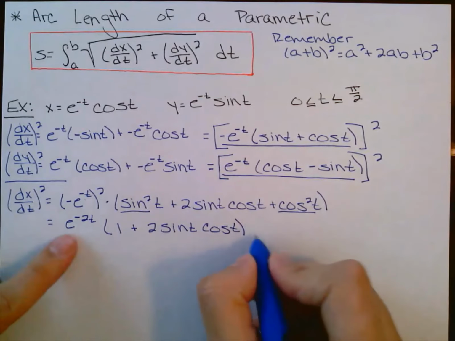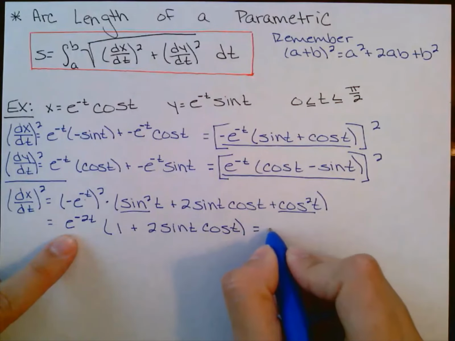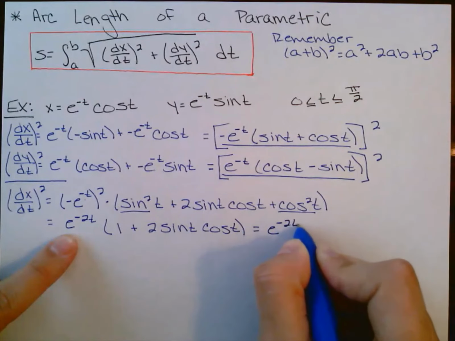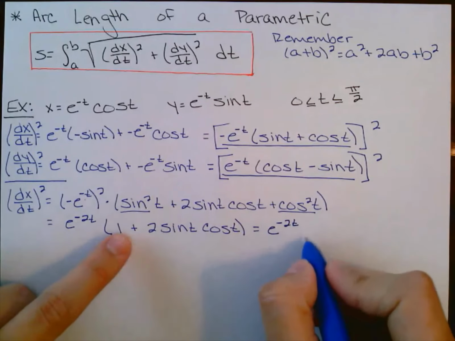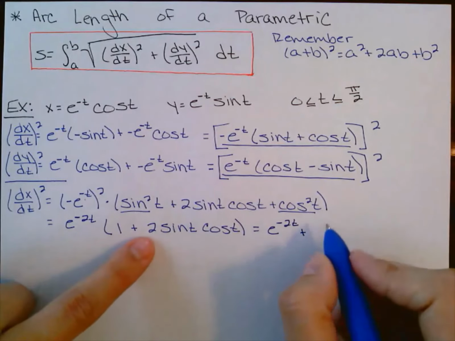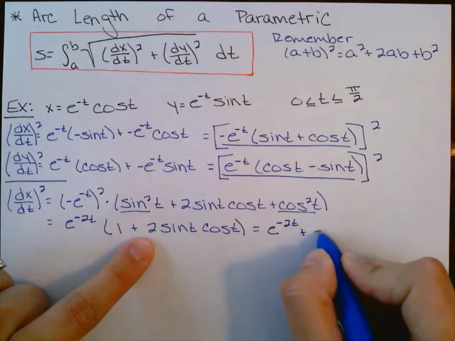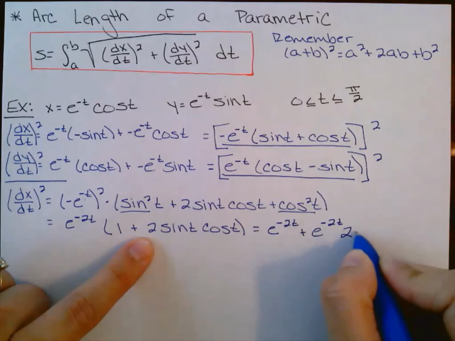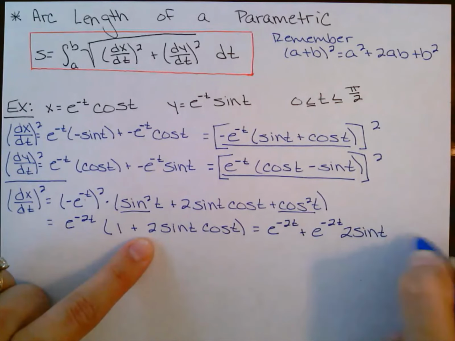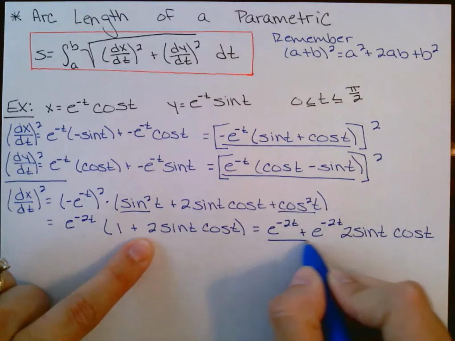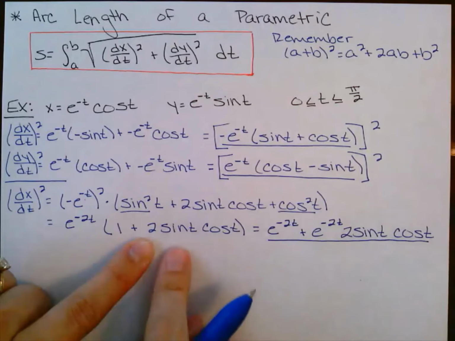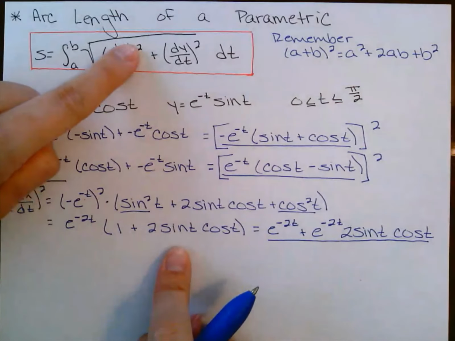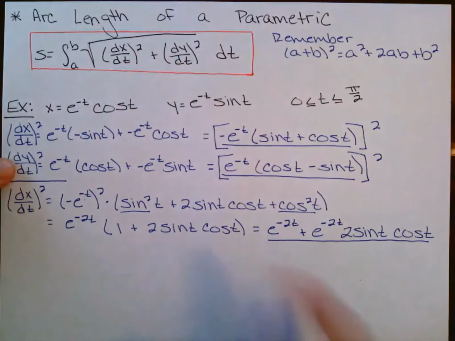And if I distribute that e back in, I have e to the negative 2t times 1, which is itself, plus times this 2 sine cosine, I have e to the negative 2t, 2 sine cosine. And there, I am done doing the dx dt squared. I'm going to do the same thing to the y now.